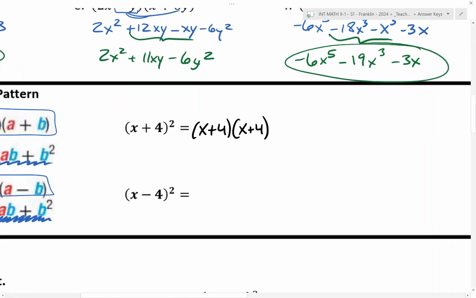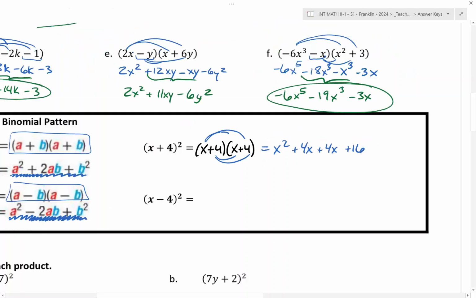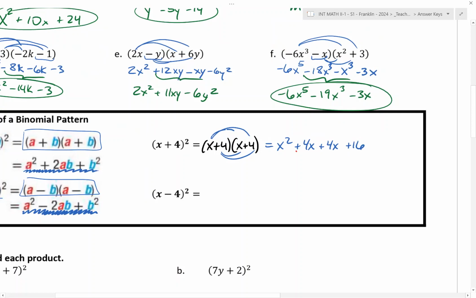And as long as you remember that, then the multiplication part comes a little easier. So x times x is x squared. X times 4 is 4x. 4 times x is 4x. And 4 times 4 is 16. And this is why there's a pattern, the 2ab in the middle of the pattern, because when you combine like terms here, it is 2 of this 4x term. It's 2 times that term. So we have x squared plus 8x plus 16.